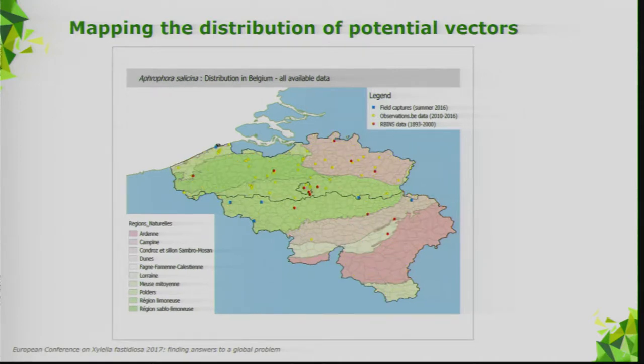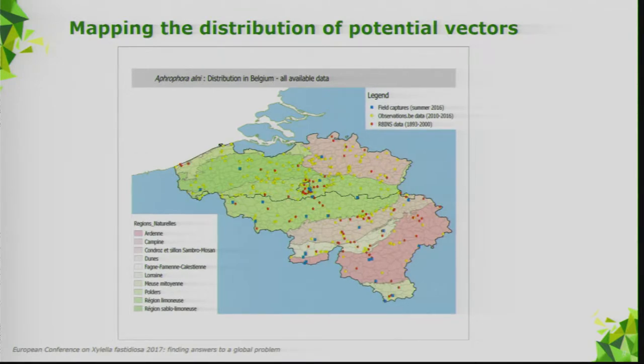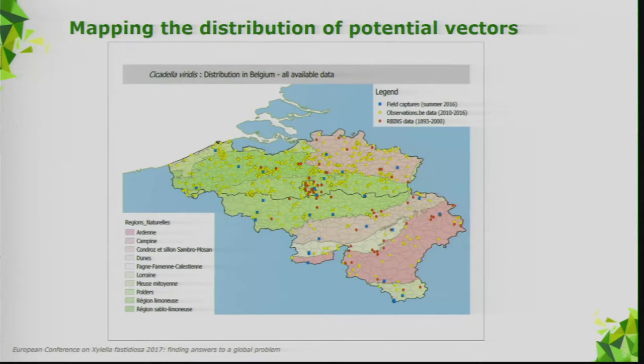Then we have another species which is not so much present, and that is Aphrophora salicina, which we found in some locations, but you can see that obviously there are much fewer records than Philaenus spumarius. Then another one, Aphrophora alni, living on Alnus, on alder, and this one quite widespread. And then a species which, for some reasons that I'm going to discuss with you later, we found interesting.